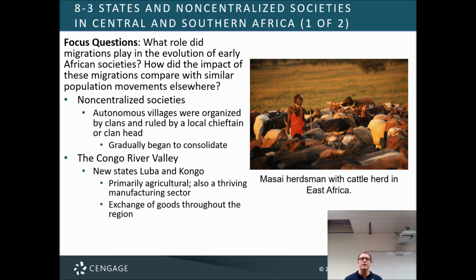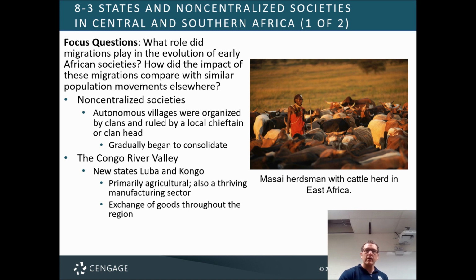But over time, these local clans and groups began to consolidate into larger nations. And I just think they're fascinating. So most of these people, of course, lived in this stateless society.